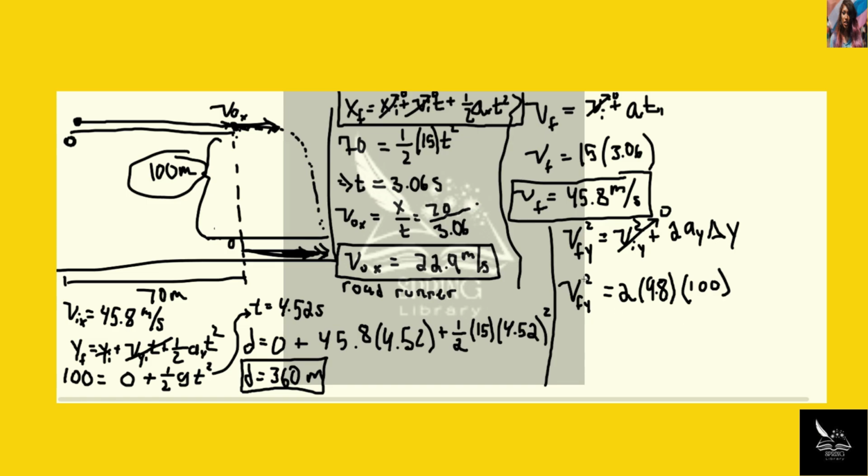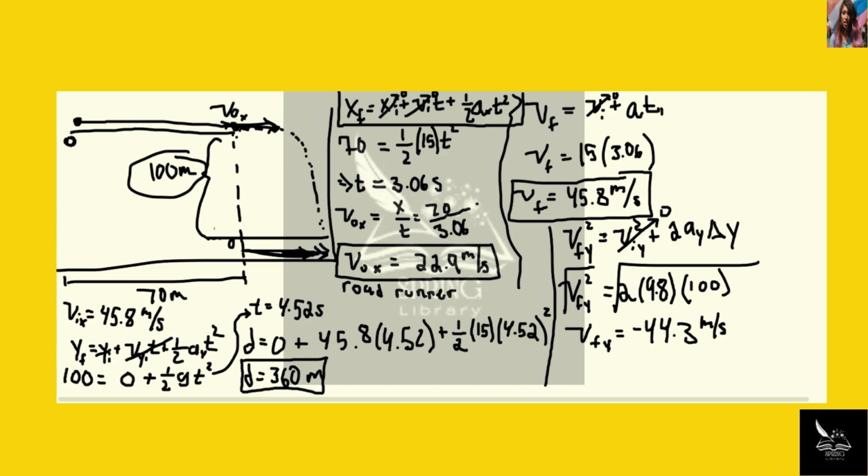And then I can take the square root of both sides of this. And then I get v final in the y direction equal to 44.3, technically negative 44.3 meters per second, depending on how you have your axis system set up. I guess you could say it is pointing downward if your positive y-axis points up. But it really depends on how you set up your axis.